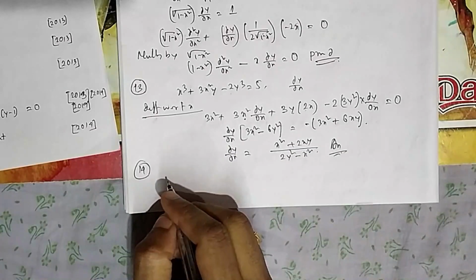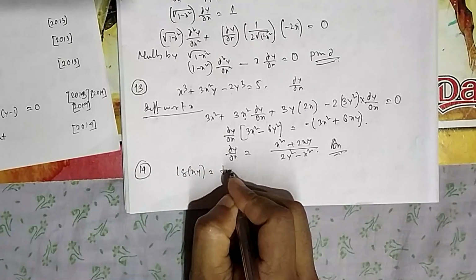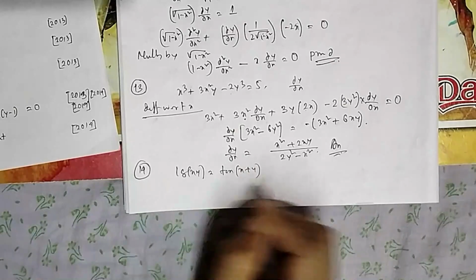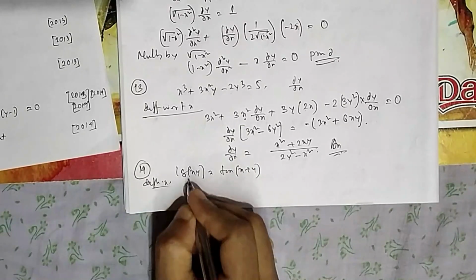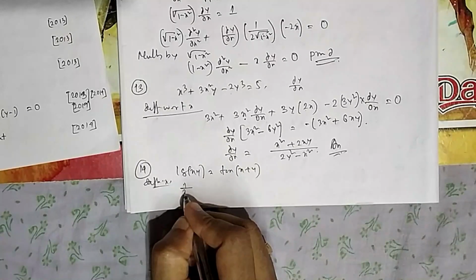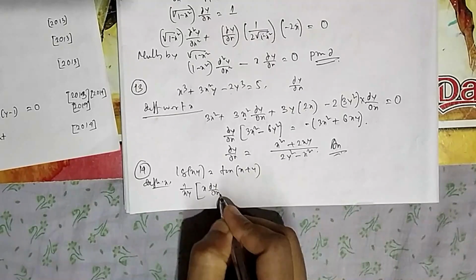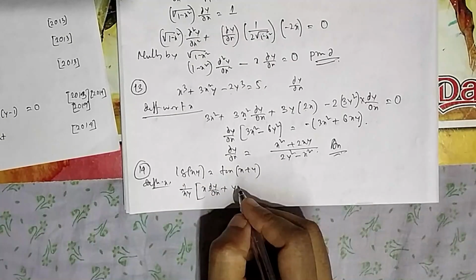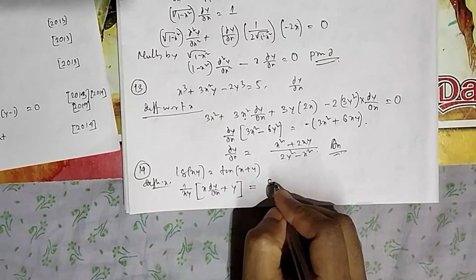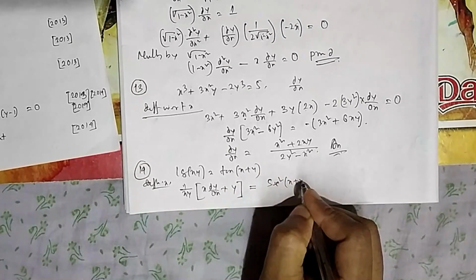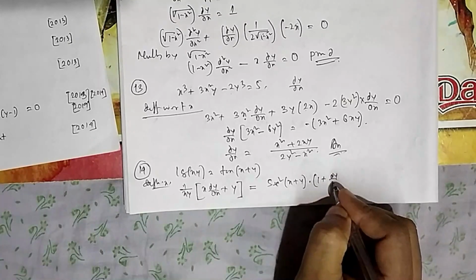Now in question number 14, find dy dx. Again log xy is equal to the given tan (x plus y). Again this is implicit format, so directly you differentiate with respect to x. So differentiation of log will be 1 by xy, then you differentiate this one: x is constant, so dy dx, plus y constant, differentiation of x is 1, is equal to sec square (x plus y), again differentiation of x is 1, y is dy dx.